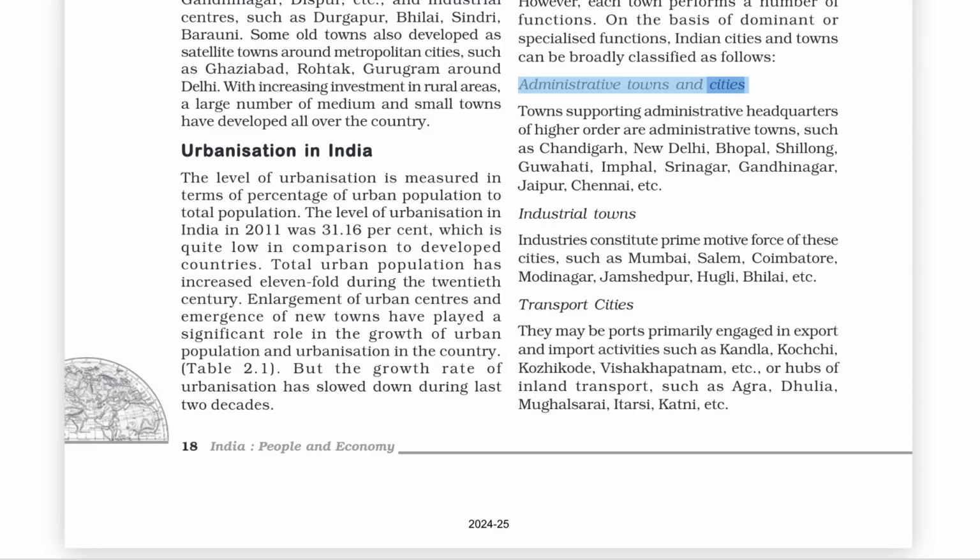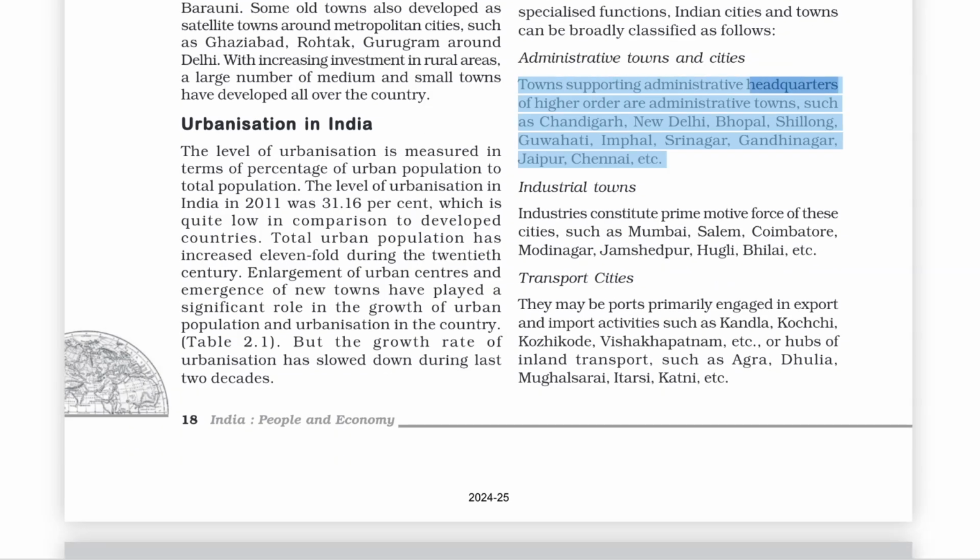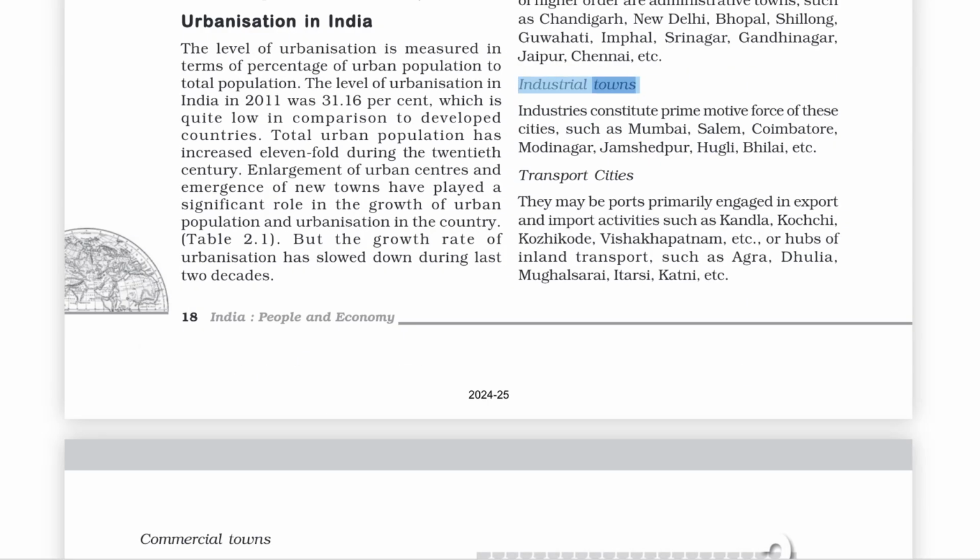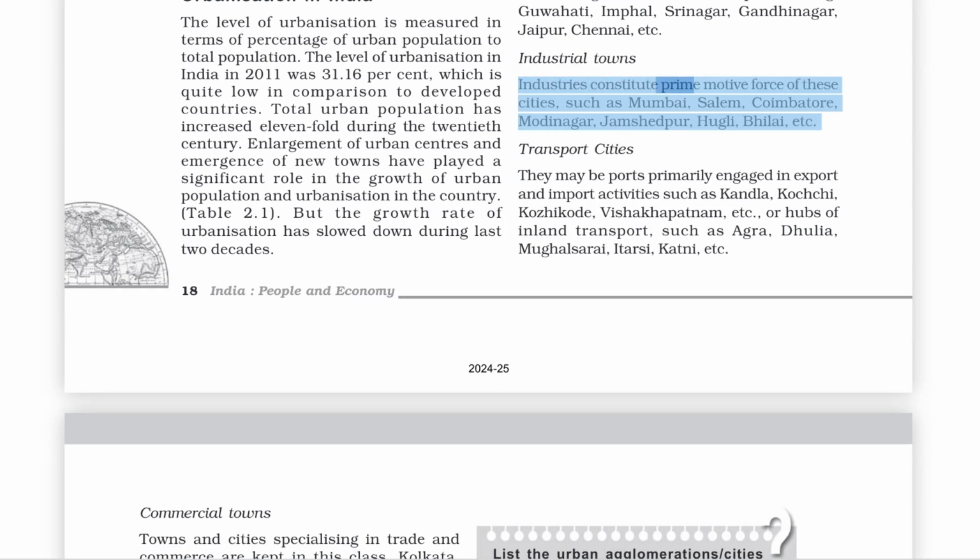Administrative towns and cities. Towns supporting administrative headquarters of higher order are administrative towns such as Chandigarh, New Delhi, Bhopal, Shillong, Guwahati, Imphal, Srinagar, Gandhinagar, Jaipur, Chennai, etc. Industrial towns. Industries constitute the prime motive force of these cities, such as Mumbai, Salem, Coimbatore, Modinagar, Jamshedpur, Hugli, Bhilai, etc.